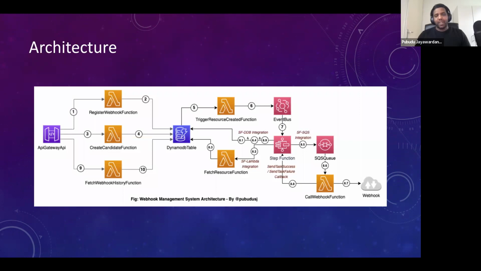This is the architecture of this project that I created. There are 3 main functionalities. One is to register a webhook, and the other one is to create a candidate, and then the whole flow works to send out some data to the webhook related to the candidate created. And then there's another feature to see the webhook history. Before diving deep into this architecture, I would like to discuss some of the services I used here.